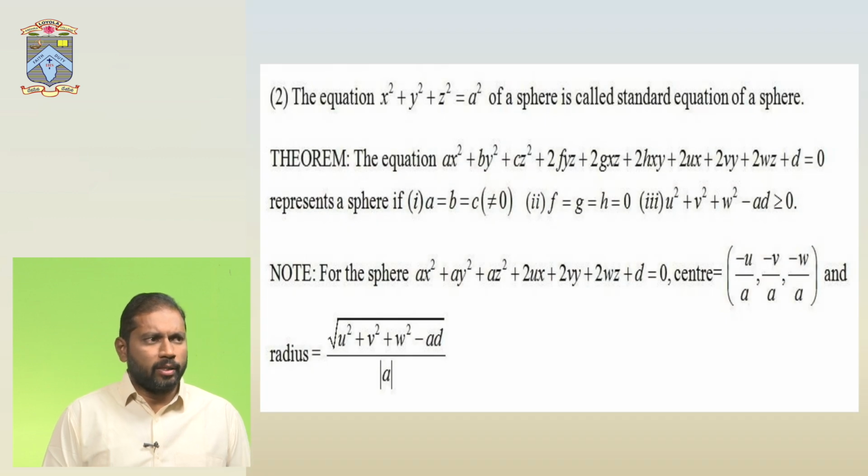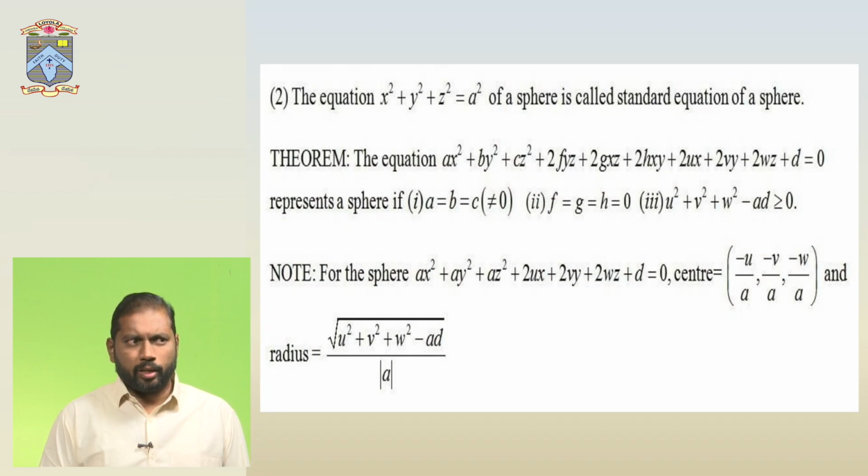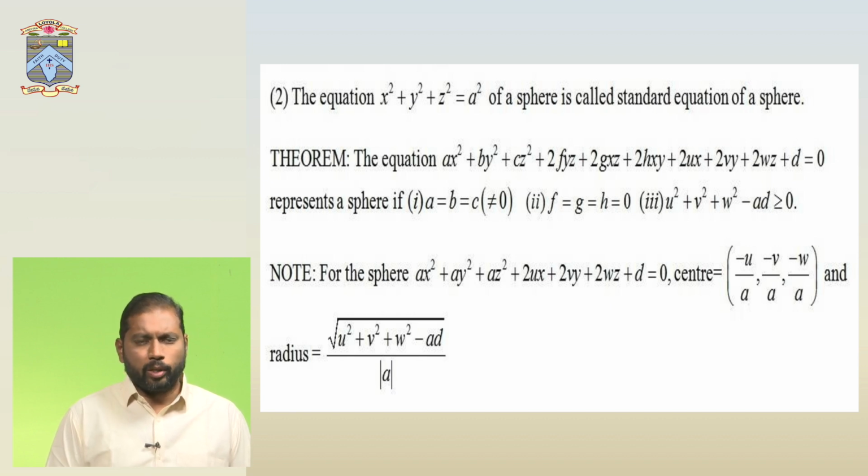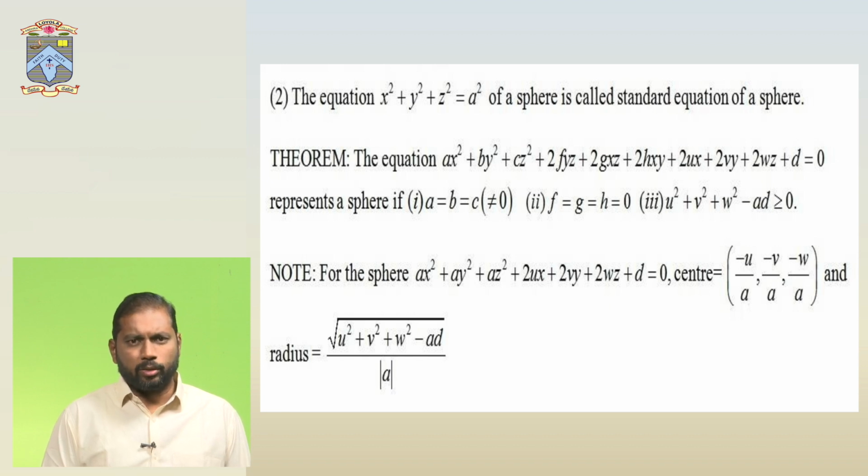Another theorem: the equation ax square plus by square plus cz square plus 2fyz plus 2gxz plus 2hxy plus 2ux plus 2vy plus 2wz plus d equal to 0 represents a sphere if it satisfies these three properties. First, a equal to b equal to c, but all are not equal to 0. Second, f equal to g equal to h equal to 0. Third, u square plus v square plus w square minus ad is greater than or equal to 0.